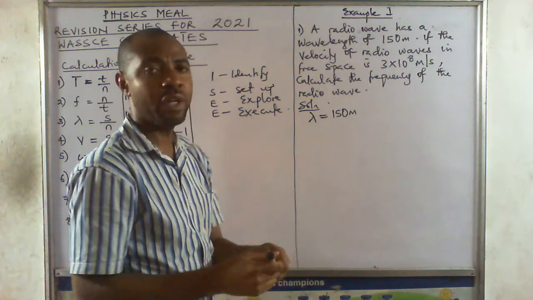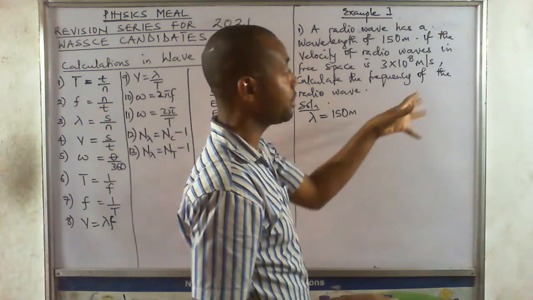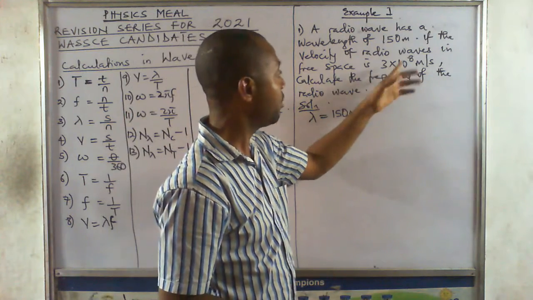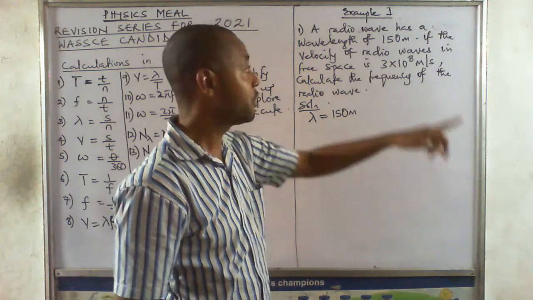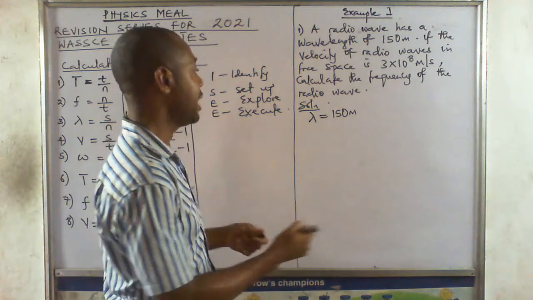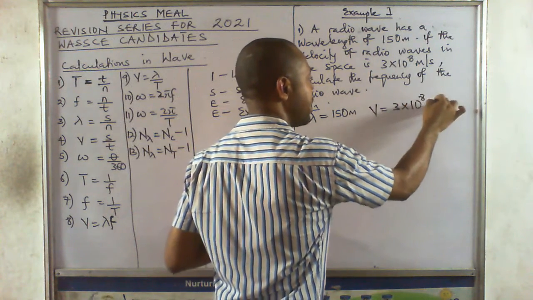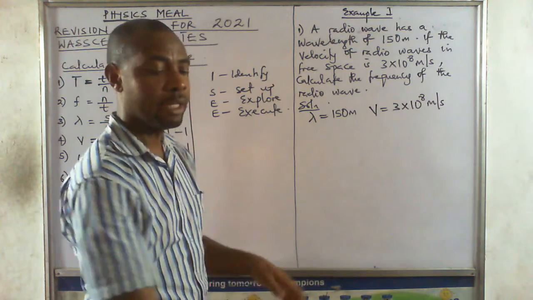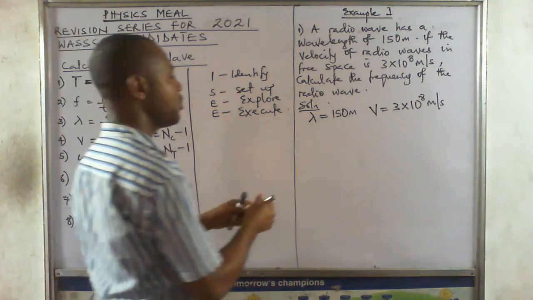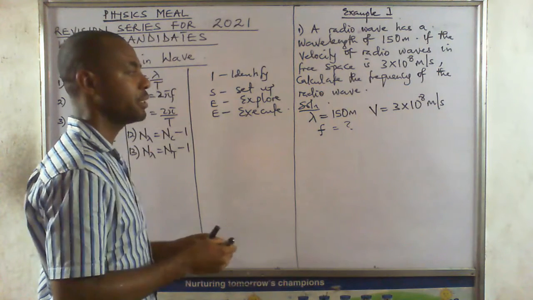Now remember, we have two velocities, angular velocity and what? The linear velocity. Angular velocity is measured in radians per second, while linear velocity is measured in meters per second. So using this unit, we know they are talking about the linear velocity, and the symbol here is V: 3 times 10 raised to the power 8 meters per second. And we're asked to calculate the frequency of the radio wave. We are looking for frequency, that's the symbol. We don't know what it is.